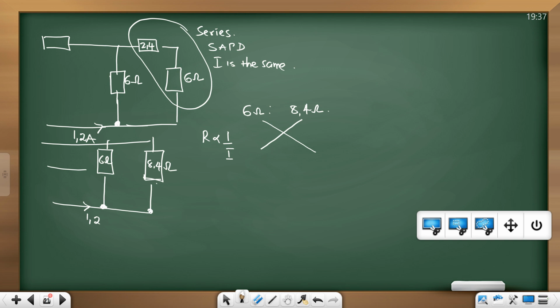What is 6 plus 8.4? 14.4. So I'm going to say 6 over 14.4 times 1.2. I'm changing. This one, sorry, I said I'm changing, right? So this should be 8.4. No, the 8.4 comes first. I'm switching them. 6 over 14.4. Let's see the answer. The first one is 0.7, and the second one? 0.5.